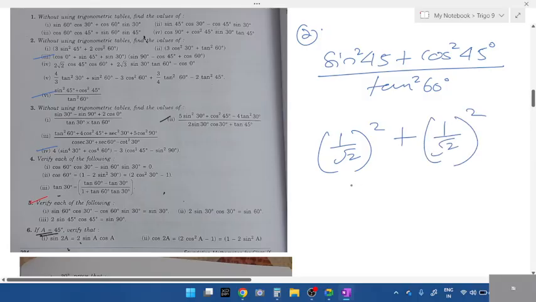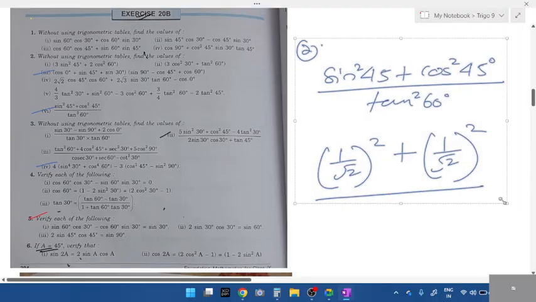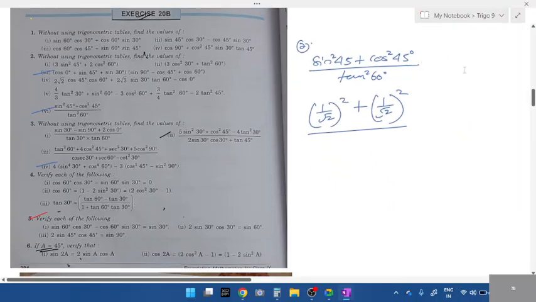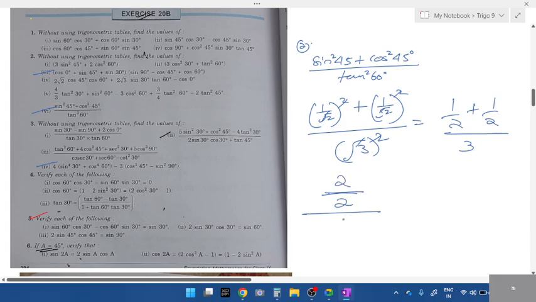Tan 60 is root 3. What is root 3? The whole square, right? So square and square gets cancelled. What is left? 1 by 2 plus 1 by 2, divided by 3. What is 1 by 2 plus 1 by 2? Take 2, 2 is the LCM. 1 plus 1 is 2 by 2, divided by 3. 2 and 2 gets cancelled, right? What's the answer? 1 by 3.